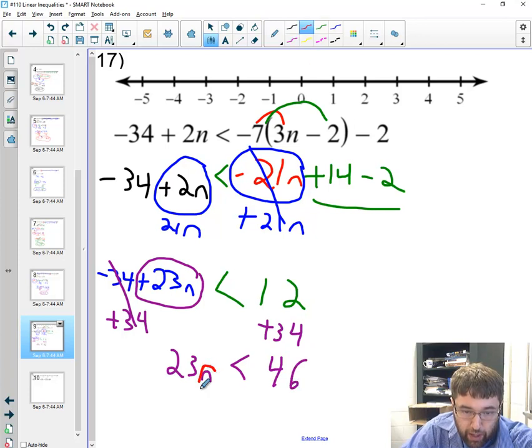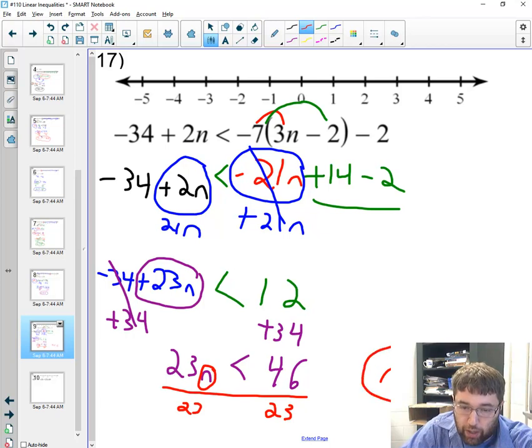Circle the variable, take care of the hater. Divide by 23, sorry. And I'm left with n is less than 2. I don't change the inequality because I'm dividing by a positive number, not a negative number.